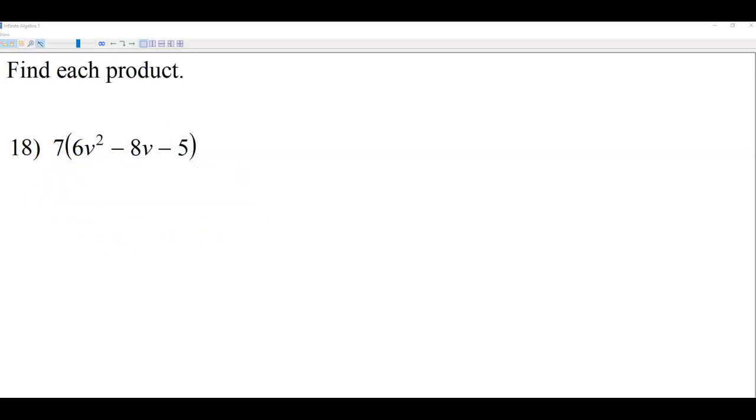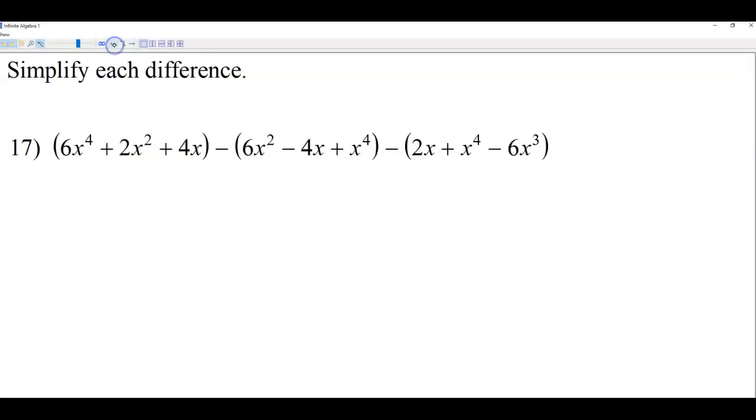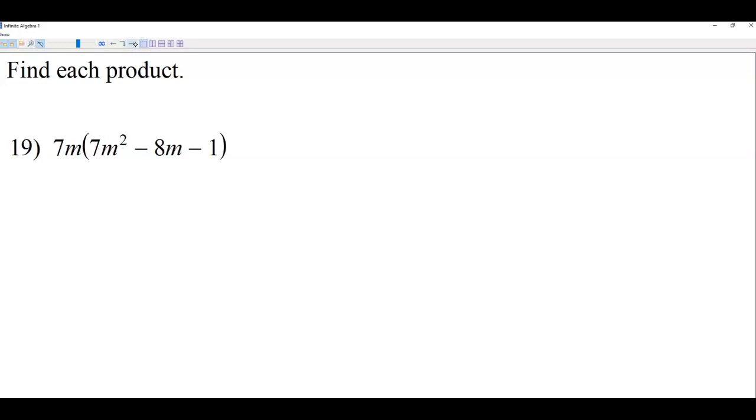I think I'm going to back up though, and I'm going to do number 17 as well just to make a point. Well, not 17. Let's look at 19. I'll do number 19 also. In this case, we're still going to multiply the 7 times the 7, the 7 times the negative 8, and the 7 times the negative 1. But this m is also getting multiplied. So how does that work?